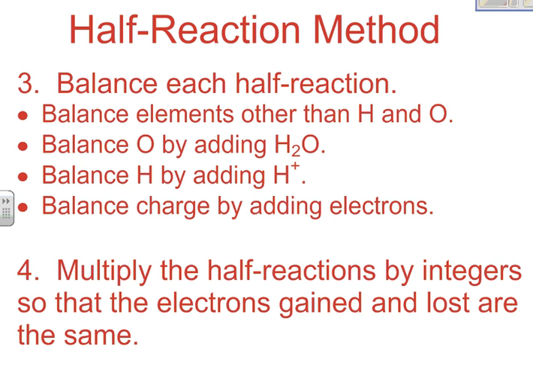Now, when we do this, there are some sub-steps we have to go through. First, we're going to balance the elements other than hydrogen and oxygen. We're going to balance oxygen by adding water to the side that we need the oxygen on. We're going to balance hydrogens by adding H plus to the side that needs the hydrogen. And we're going to balance the charge at the end by adding electrons.